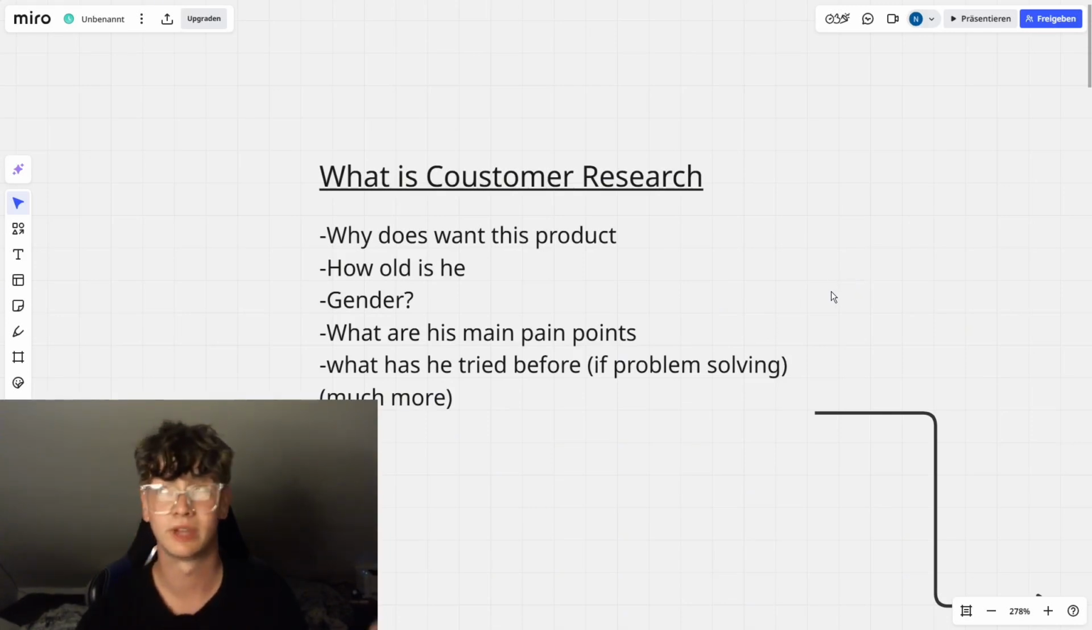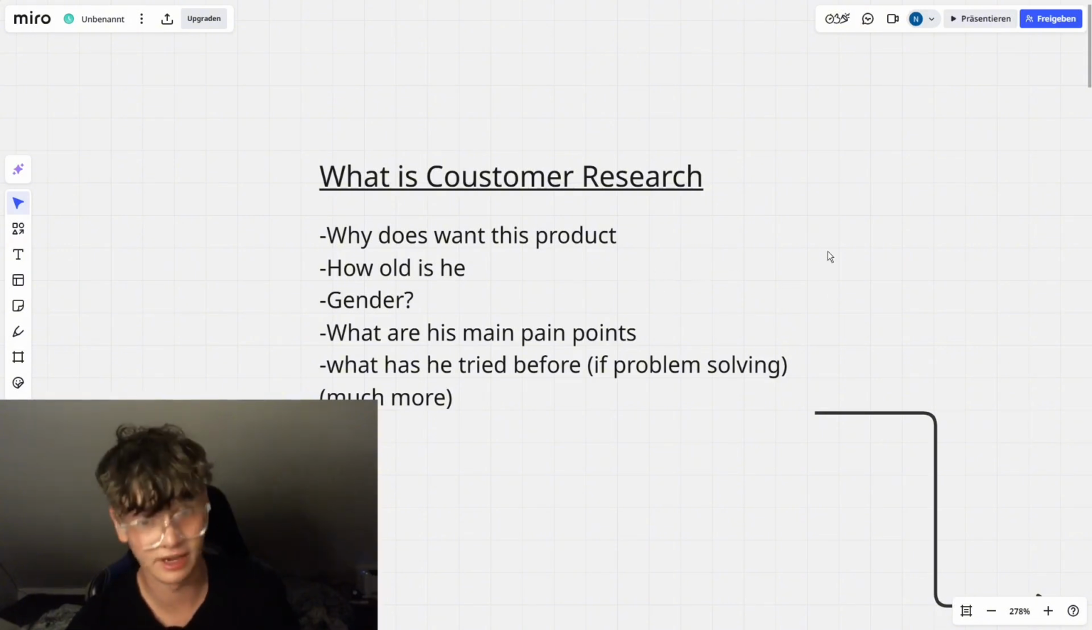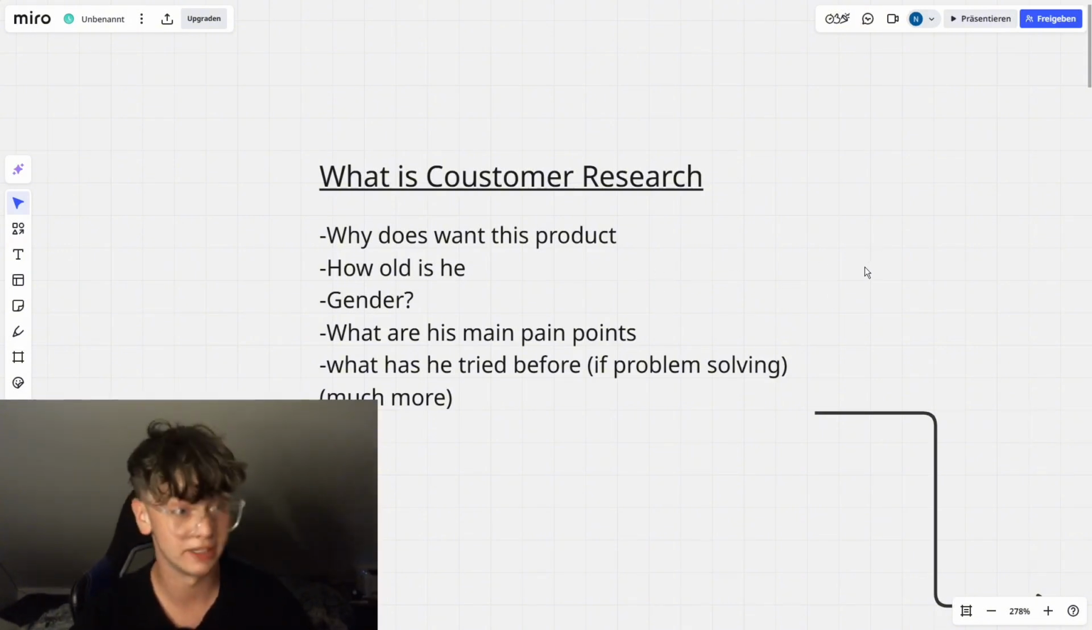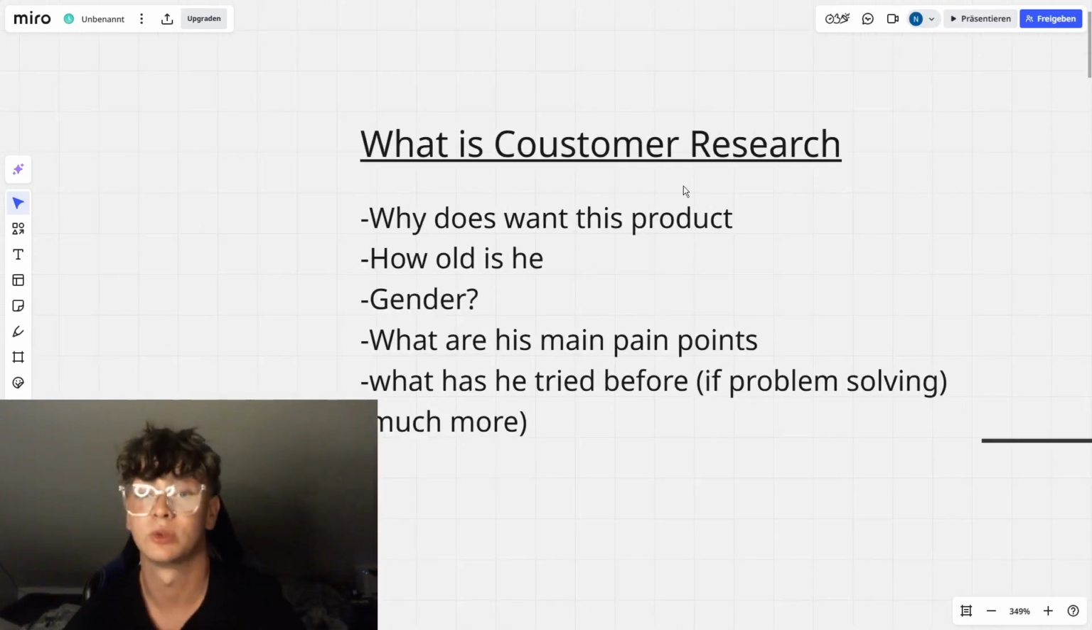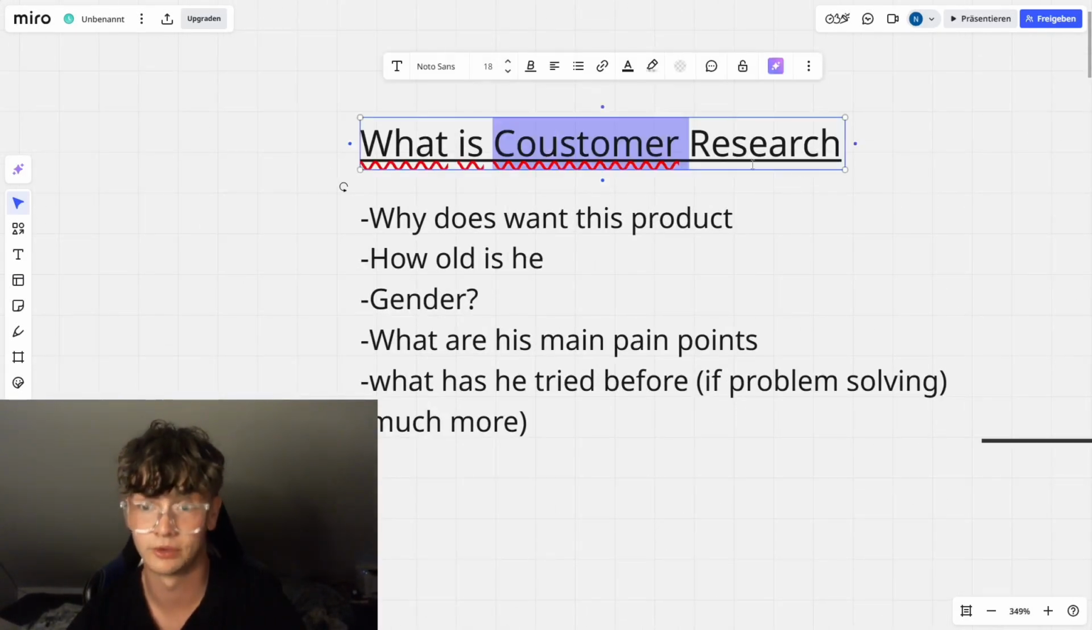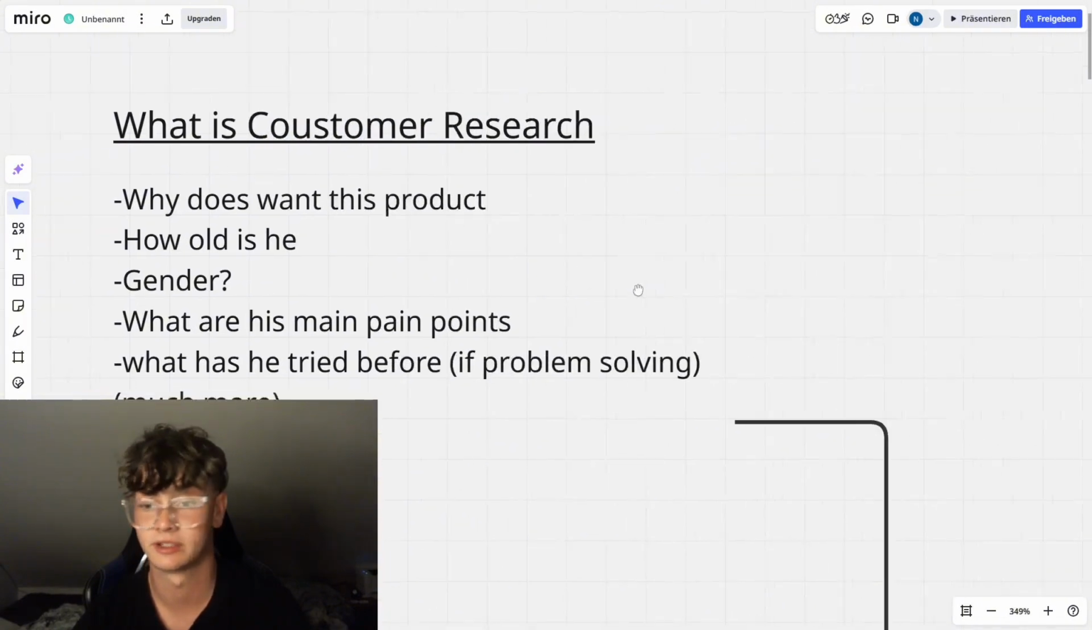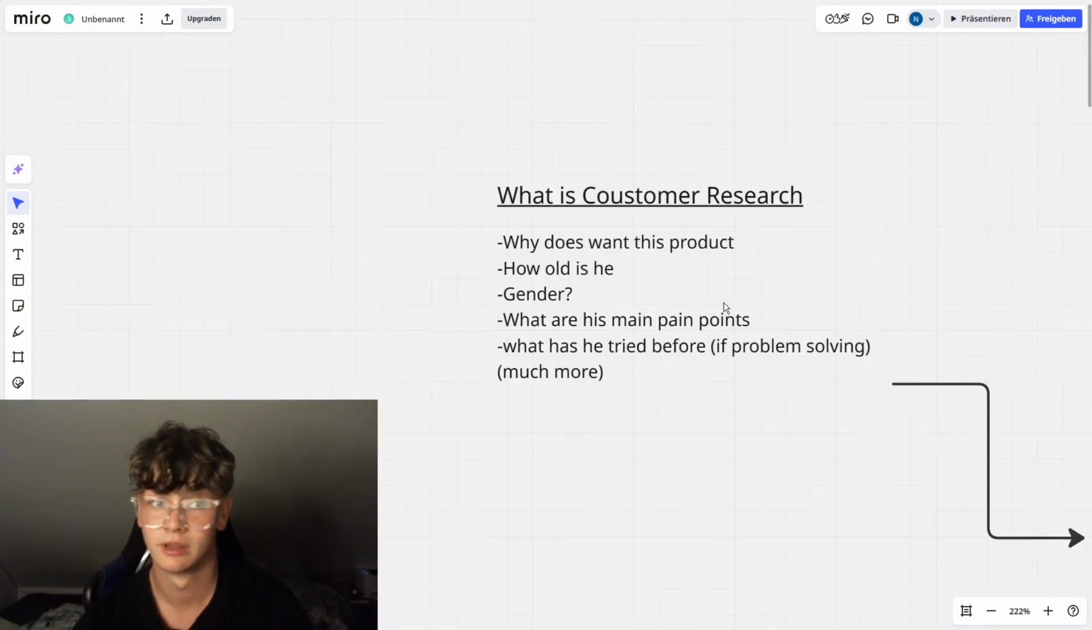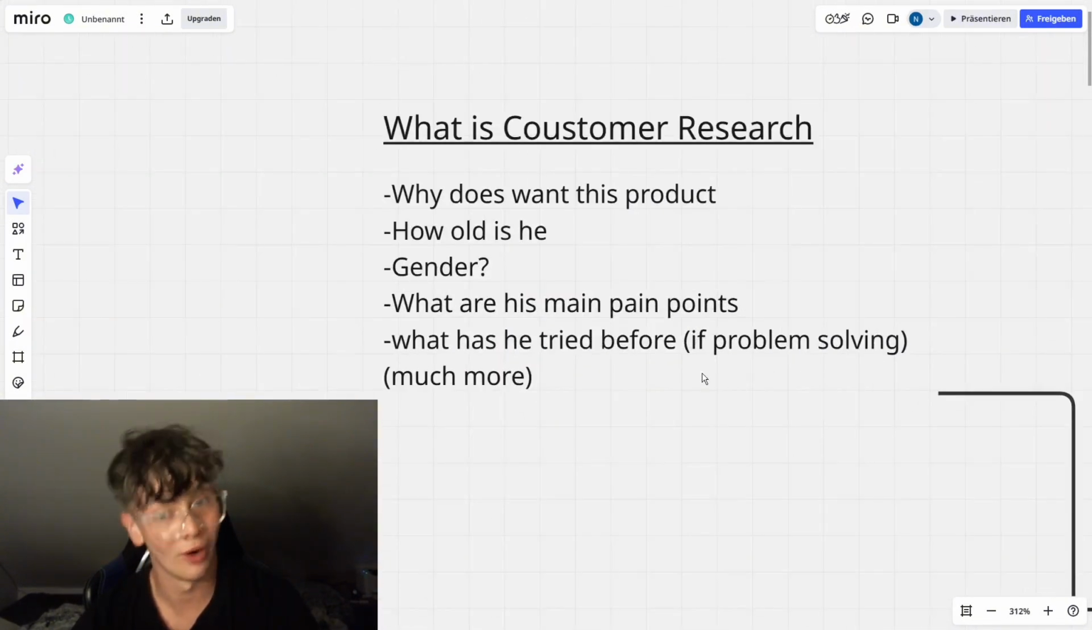Like when it's a skincare routine, what skincare products did he try before, and much more. So you can put 100 different things in there. It doesn't matter. You won't ever find enough, because you have to know the customer better than he knows himself. So you have to know when he gets up, what is his routine, what is his goal in life. You have to know everything.